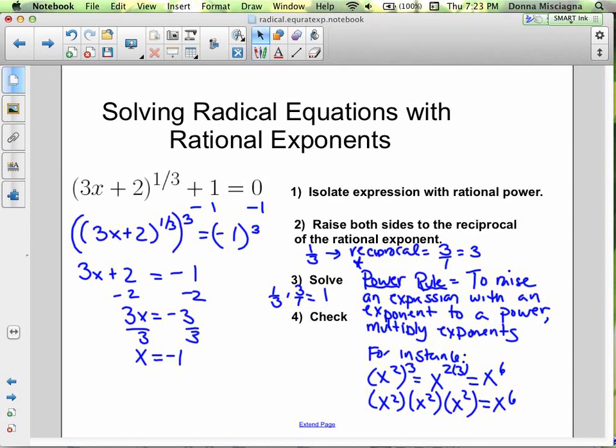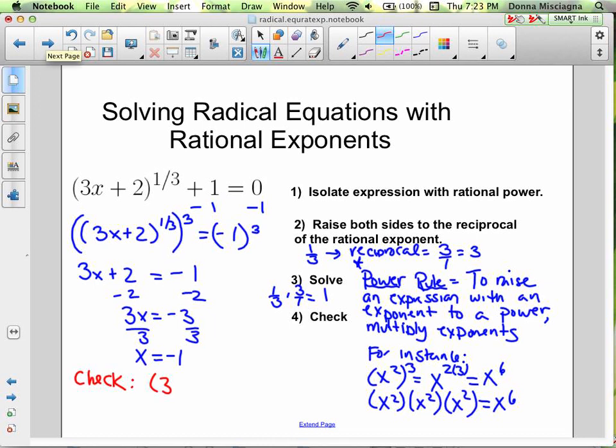Always we have to check our solutions. So for radicals, whether it's written as a radical or as a rational exponent, you've got to check your solutions. All right, so here's our check. I think I can squeeze it in here. So we have 3 times negative 1 plus 2, and that's to the 1/3 power, plus 1, excuse me.